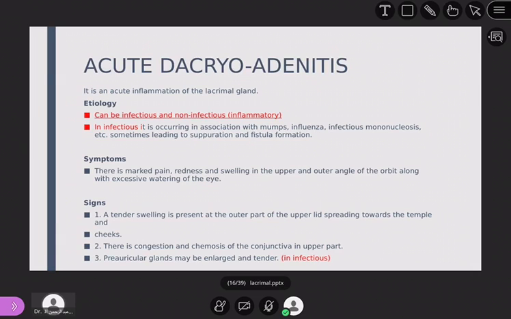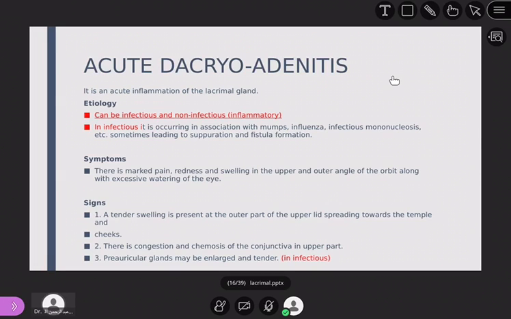Acute dacryoadenitis, which is acute inflammation of the lacrimal gland. It can be infectious or inflammatory. In the infectious type, it occurs in association with mumps, influenza, infectious mononucleosis, etc., sometimes leading to suppuration and fistula formation.